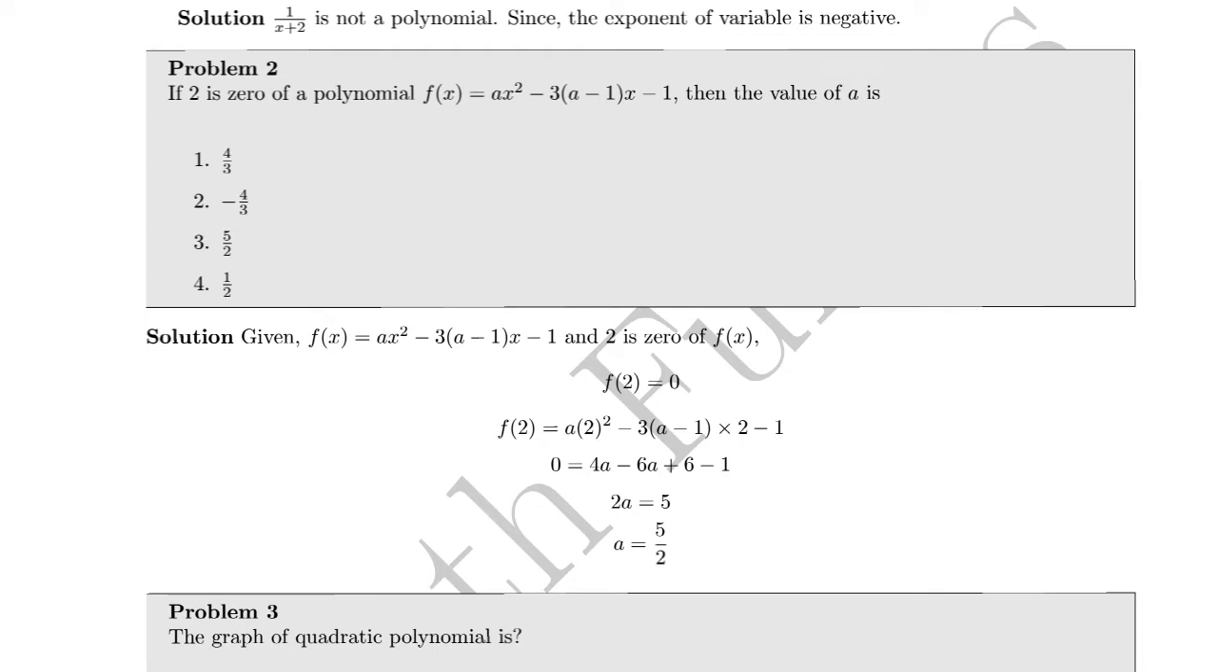So in this problem we learned the concept of 0 of a polynomial. That's the most important topic of this chapter. So we should know what is the meaning of 0 of a polynomial.